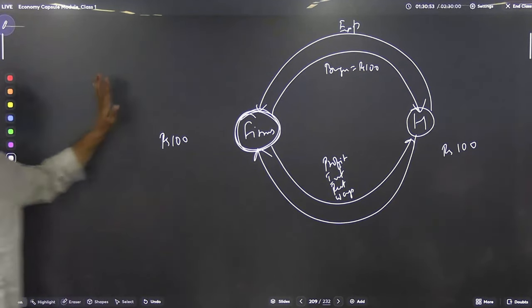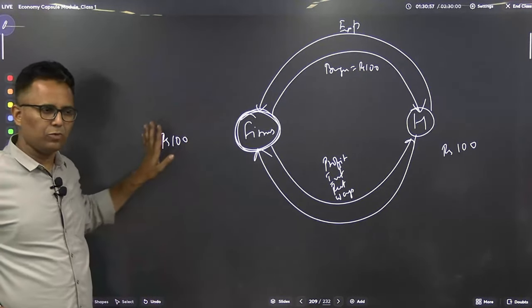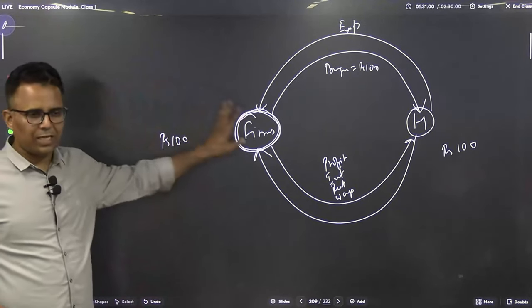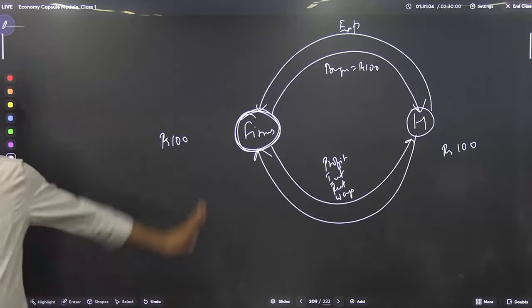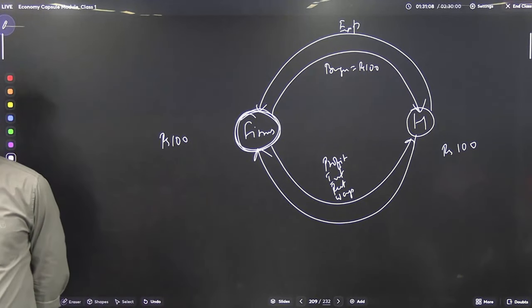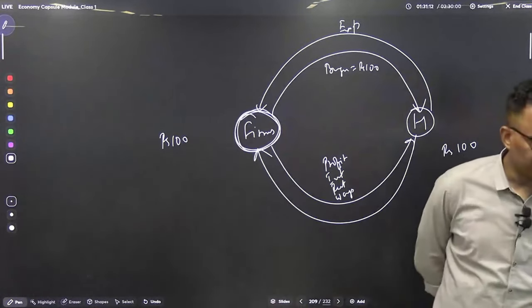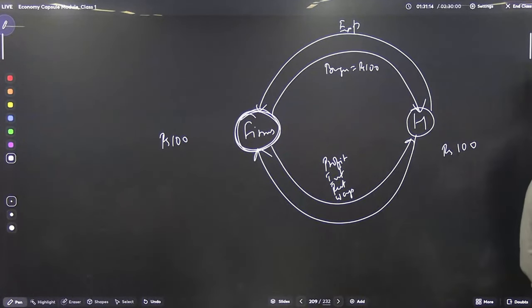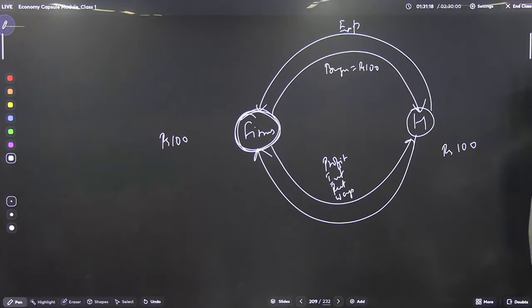Whatever was the capital stock in the economy, that had the capacity to produce a burger worth rupees 100, that had the capacity to produce 100 rupees of output. So next year again it will produce 100. What if we want to increase the production? We will have to produce machines.